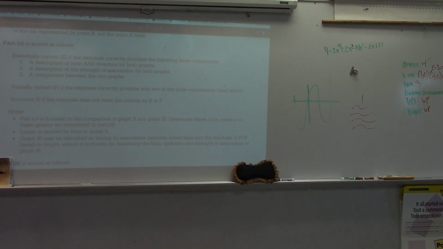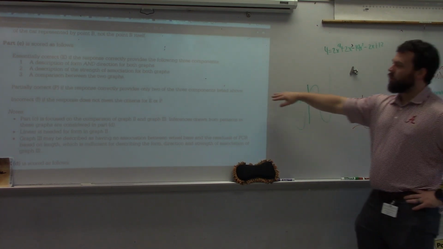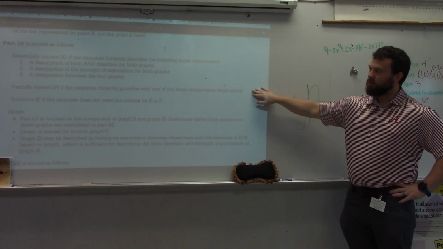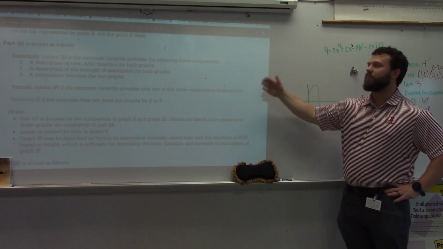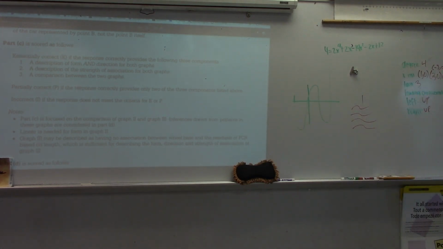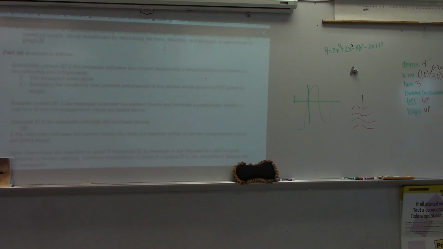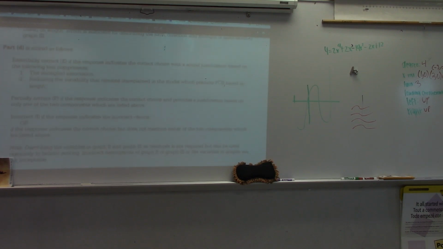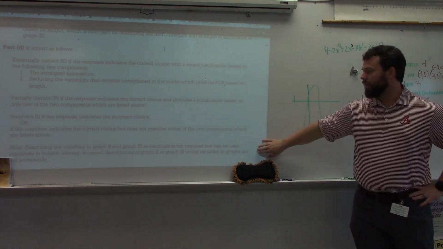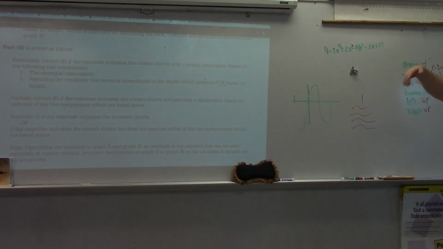Deacon definitely is. Alright, so right here, do notice, as long as you talked about the description of form and direction, a description of strength, and a comparison, you're going to earn credit. And so, if you only do two of the three components correctly, you can still earn a P. So we're always wanting to do as much as possible. And if you make a mistake in one part, they're going to read through it with you, especially when you get down here to D. And so then again, they read through with you. So if you did it incorrectly on C, you can still get D based on what you say in C.